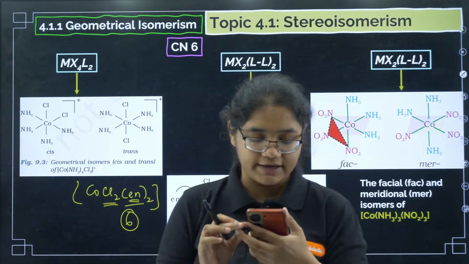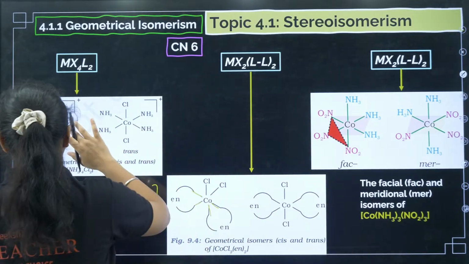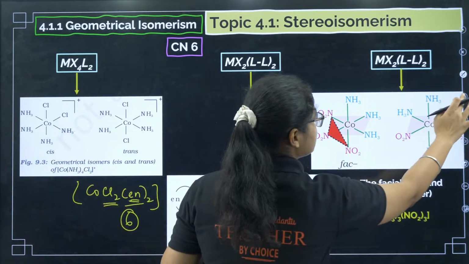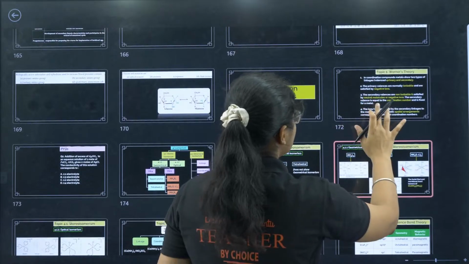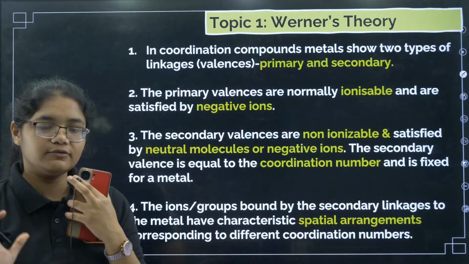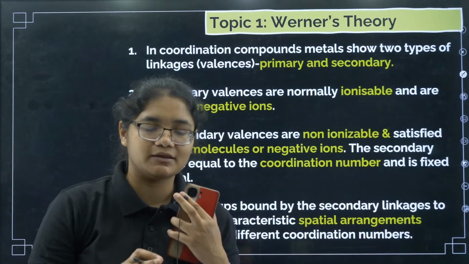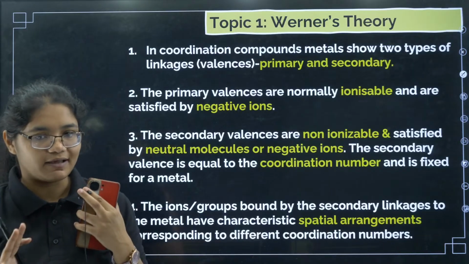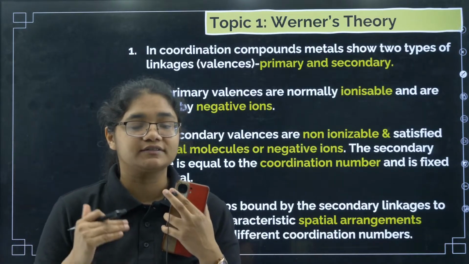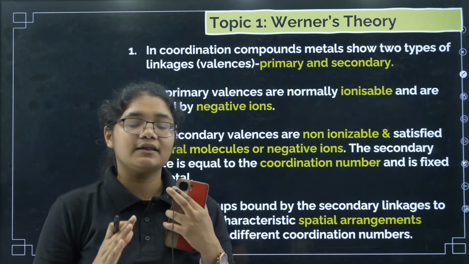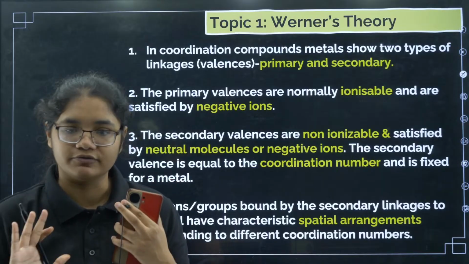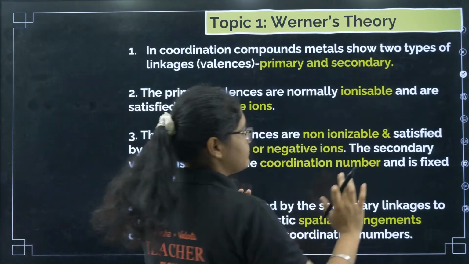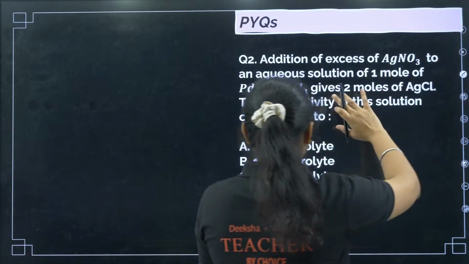Coordination, dear, see, first of all, what all things we have in coordination. First is your Werner's theory. In Werner's theory, you should know what is a primary valency, what is a secondary valency. Primary valency is the oxidation state of the metal. Secondary valency is the coordination number of the metal. That is the first thing in the chapter. Next, what we have to discuss, here's a question.